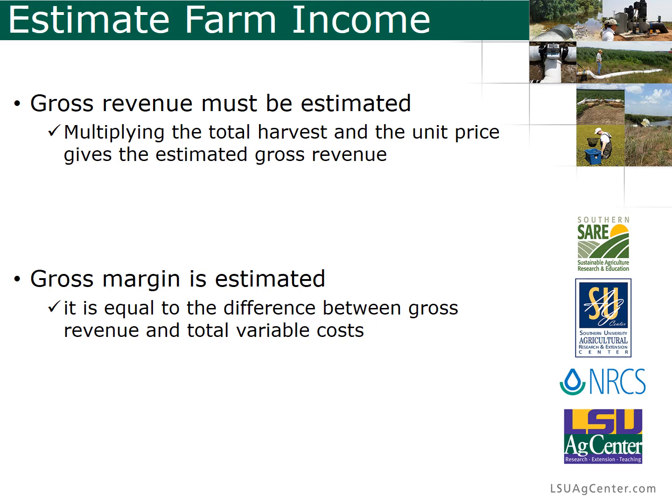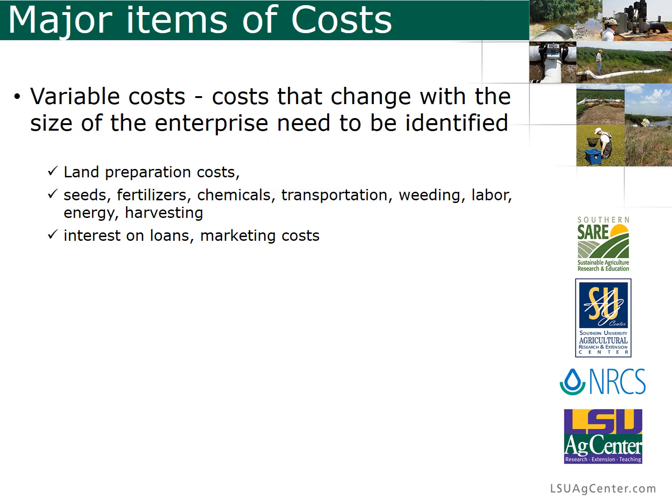Step 2 would be to estimate gross margin. And gross margin is equal to the difference between gross revenue and your total cost on your farm. So for example, when you calculate gross revenue from step 1, you subtract the total variable cost that you identify on your farm, which would give gross margin. So those are the first two key steps in estimating net present value.